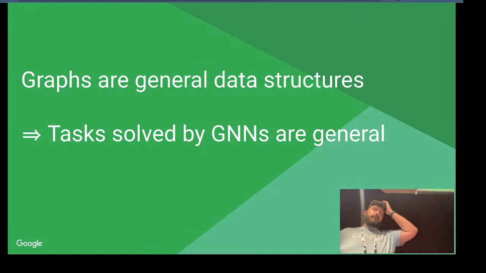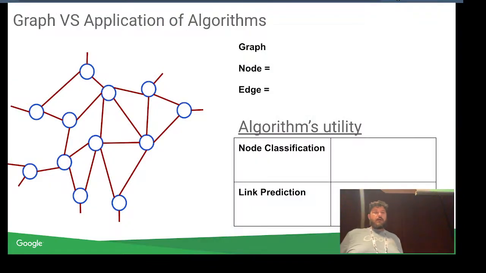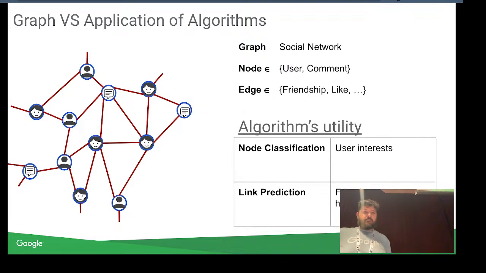So the idea I want you to take away from this is that graphs are very general data structures, and so the tasks that you can solve with a GNN are likewise very general. Now I'll go through a couple of applications. So, for a given graph, what are the things that we can do with it?